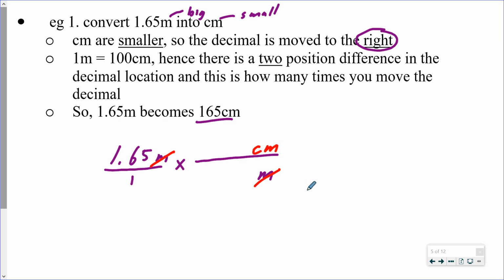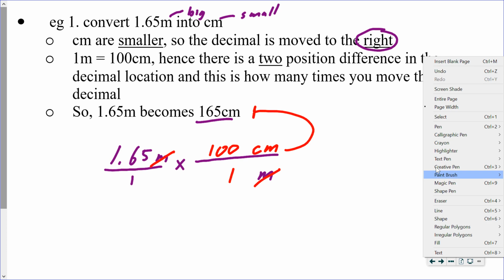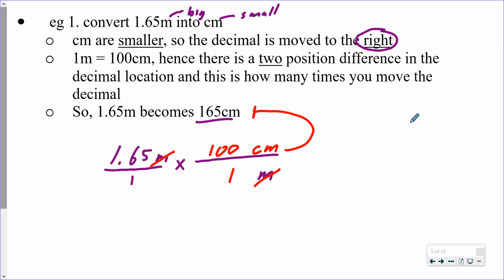So now you need to think your way through this. In 1 meter, how many centimeters do I have? Well, I have 100. 100 centimeters per 1 meter. That is the ratio that we do have. So now I'm just going to multiply these two numbers together. 1.65 times 100, and of course, that's the number right there that we do end up with. So a couple of different strategies. You can just think about moving the decimal.